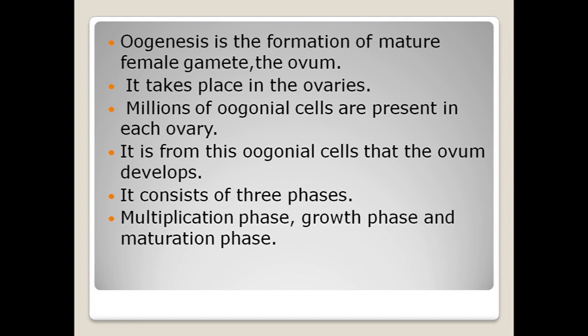It consists of three phases: multiplication phase, growth phase, and maturation phase. So, oogenesis consists of three phases: multiplication phase, growth phase, and maturation phase.